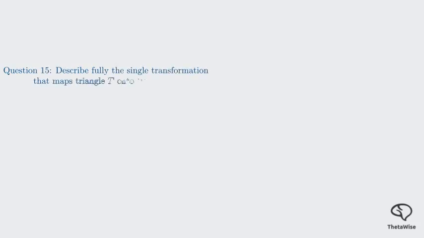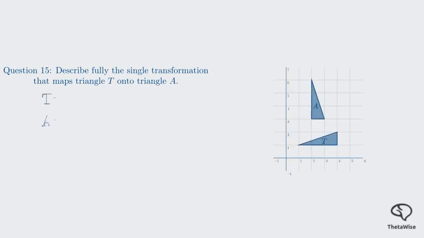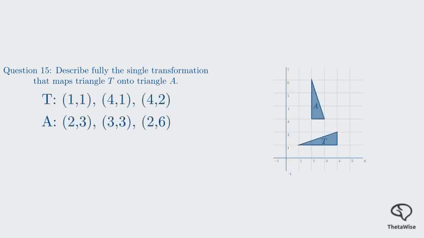For question 15, we need to describe the single transformation that maps triangle T onto triangle A. Notice that triangle T is laying down while triangle A is standing up. This suggests a rotation. Triangle T has vertices at (1, 1), (4, 1), and (4, 2). Triangle A has vertices at (2, 3), (2, 6), and (3, 3). If we rotate T by 90 degrees anti-clockwise, the horizontal base becomes a vertical side.